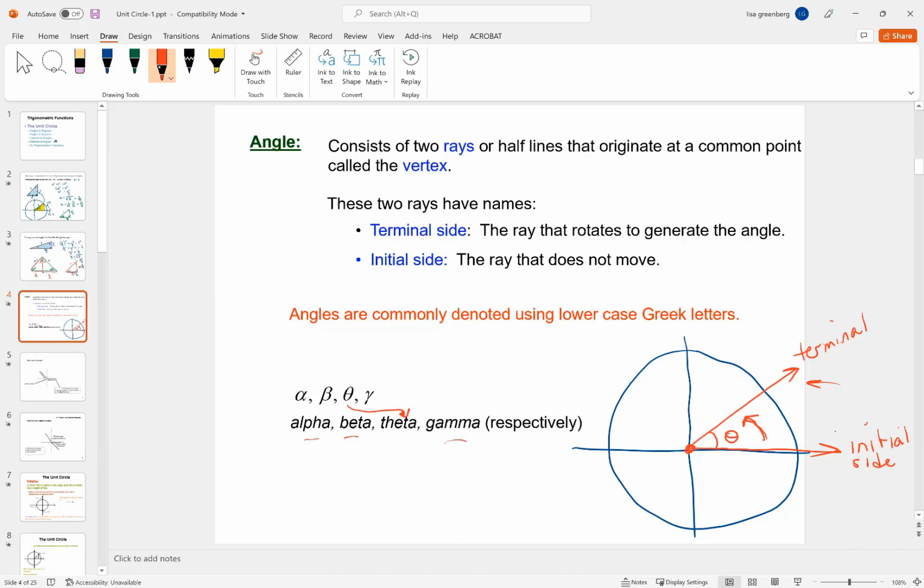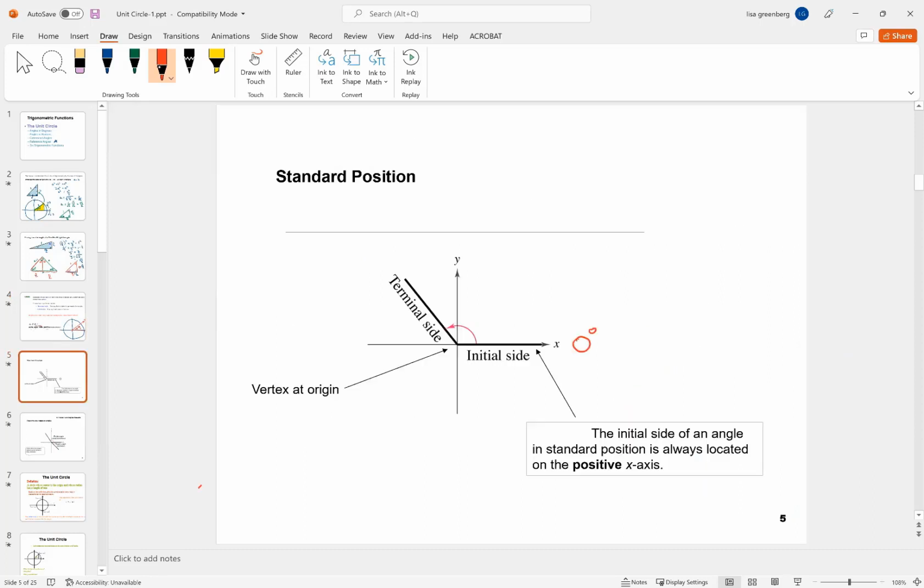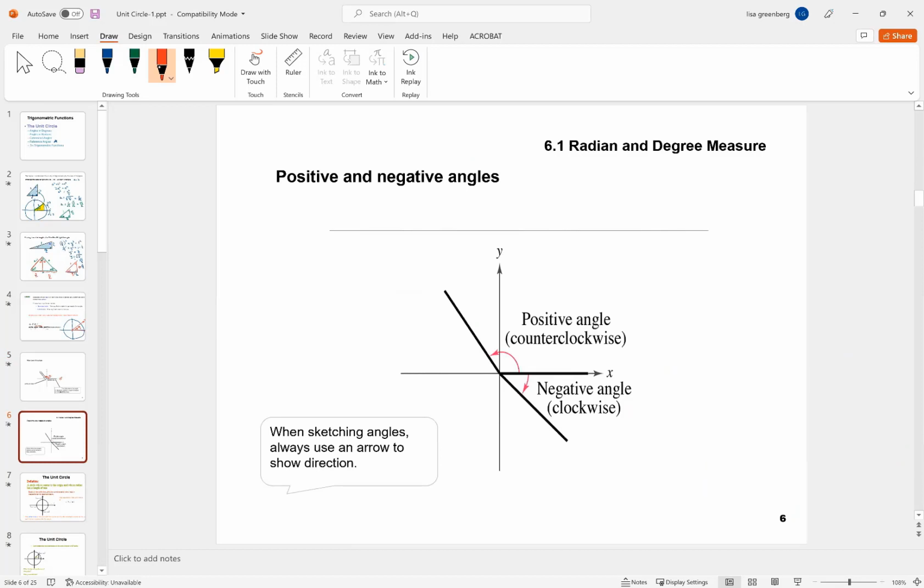Alpha, beta, theta, gamma. And we always call this 0 degrees. Again, if I'm going counterclockwise from my initial side, I'm going in the positive direction. And if I go the opposite direction, clockwise, I'm going in the negative direction. Let's say I want positive 45 degrees, I would go here. If I want negative 45 degrees, I'm going to go here.